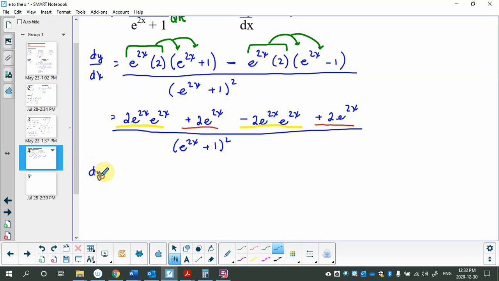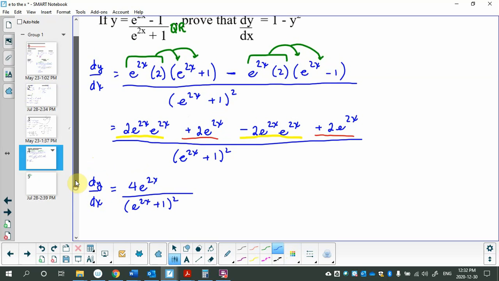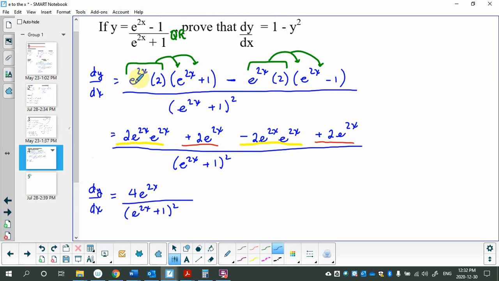So my dy by dx is equal to 4e to the 2x over e to the 2x plus 1 squared. So you get a lot of marks for doing that. But that was not the object of the game. The object of the game is to prove that this is the same thing as 1 minus y squared. So I'm going to change colors and figure out what 1 minus y squared is.